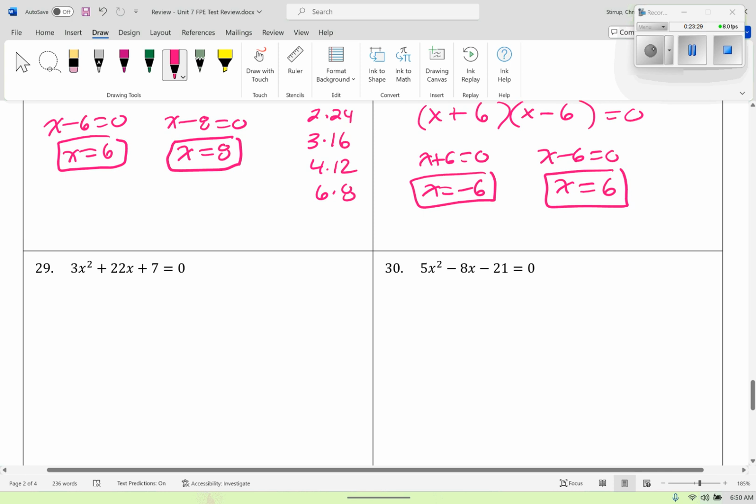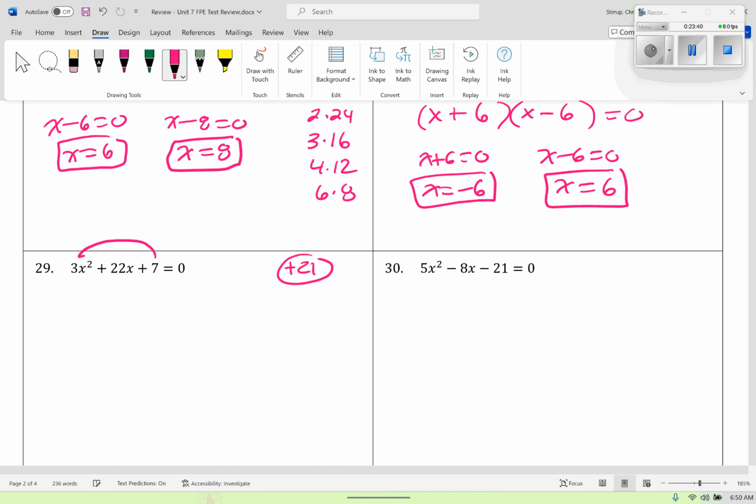Number 29, we have to factor it the longer way because we don't have a 1 in front of the x squared. So I'm going to multiply those together. So I get positive 21. Okay. Looks like it's going to be positive and positive because I don't see any negatives. Agree? All right. So I want to figure out what two numbers multiply together to give me positive 21, add together to give me 22. And I think 1 and 21, if we add those together, 1 times 21 is 21. 1 plus 21 is 22. So they both have to be positive.